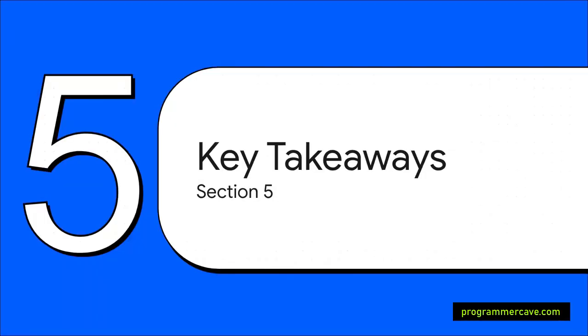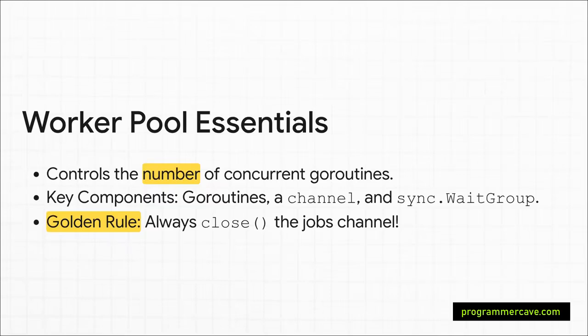We've covered a ton of ground, so let's boil it all down to the most important things you absolutely need to walk away with today. For worker pools, burn this into your brain. Number 1, it's all about controlling the number of goroutines. Number 2, the key ingredients are your goroutines, a channel, and a sync.WaitGroup.